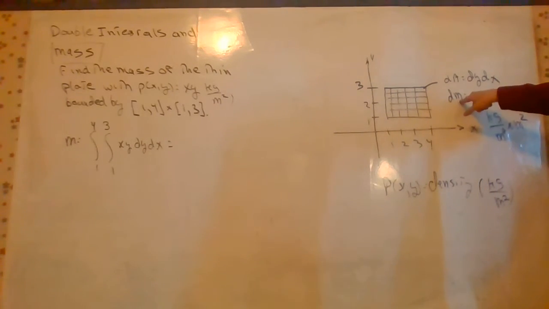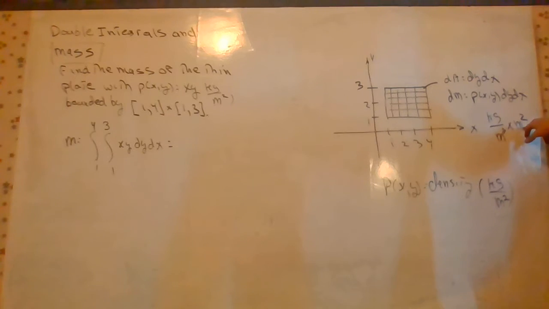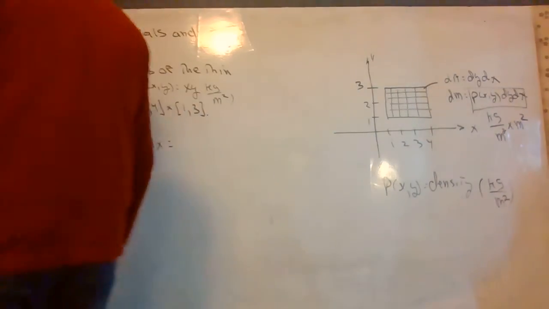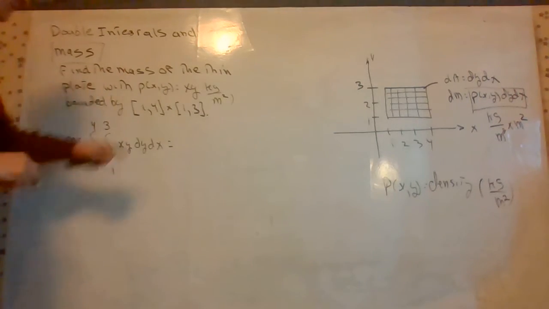So the dm is going to be a small little piece of mass. There's going to be density times area, kilograms per square meter, times square meter, gives you kilograms. That's dimensionally how this works out. So this is what we're going to integrate. We're going to set up an integral, just integrating this instead of dy dx, and we will get a unit of mass. So in this case, suppose we have a thin plate with a density xy.